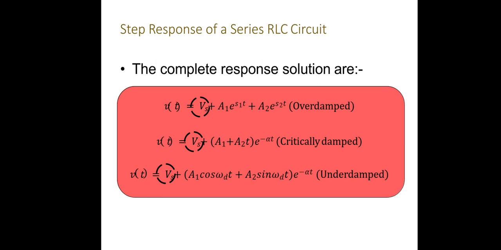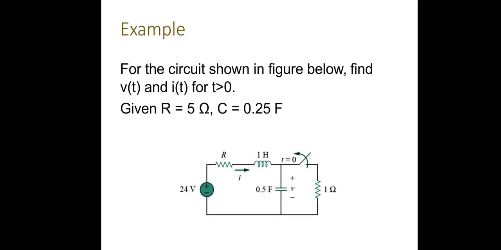If it is critically damped, meaning both roots are equal, then you get Vs plus the transient part. This is the steady state generally. So it is Vs plus (A1 plus A2 t) into e power minus alpha t. For the underdamped condition, it is Vs plus (A1 cos omega_d t plus A2 sin omega_d t) into e power minus alpha t. So this is the complete response generally used.